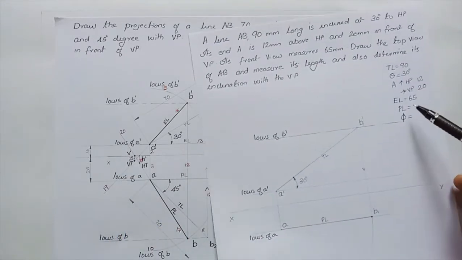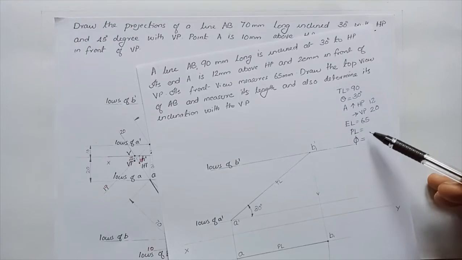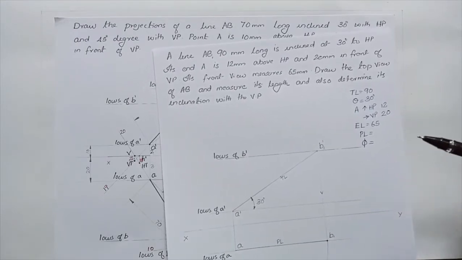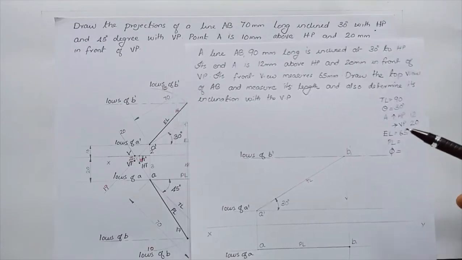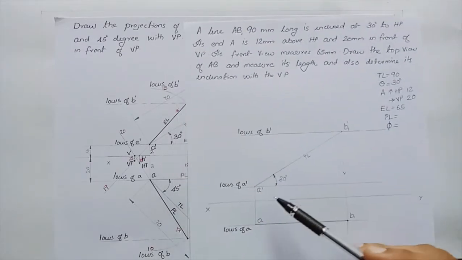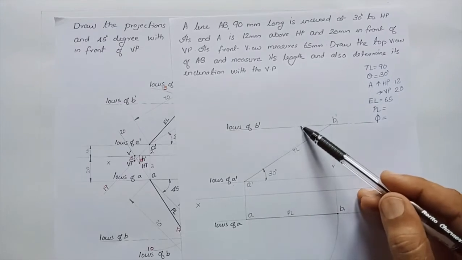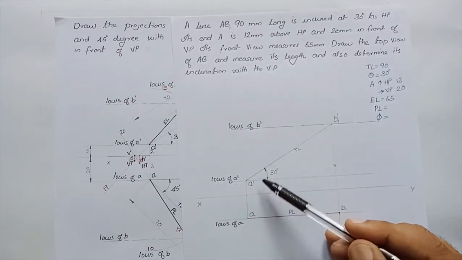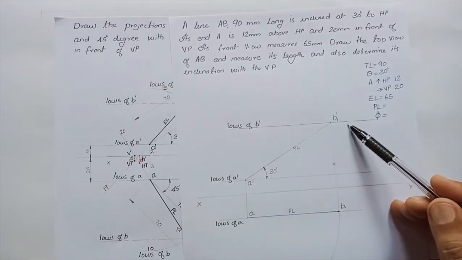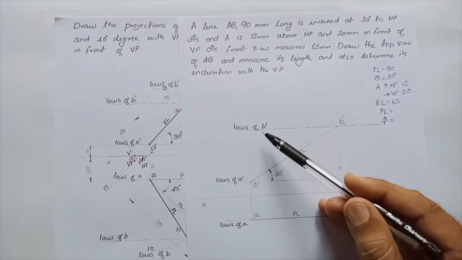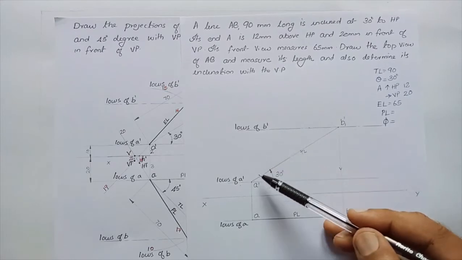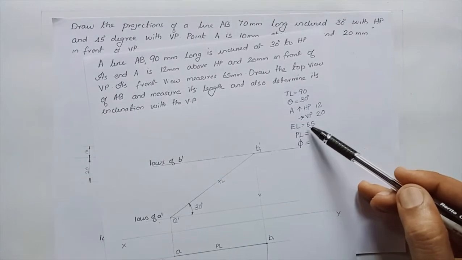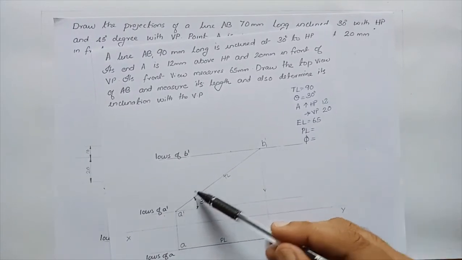As the elevation length is given in this particular problem as 65, we are able to draw the front view directly, because we know that front view will be between locus of A dash and locus of B dash. Definitely A dash will be here. We have fixed point A here, and B dash will be along this line. The only thing that we have to know is the length connecting A dash and B dash. It is already given in the question as 65. So we shall draw the front view directly.